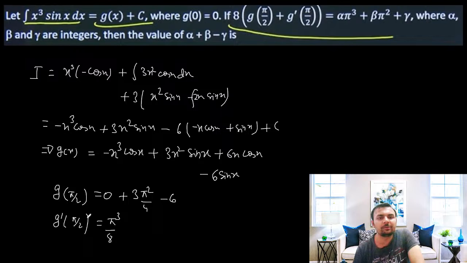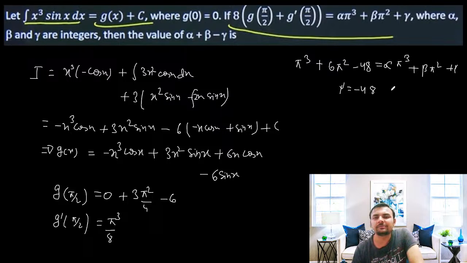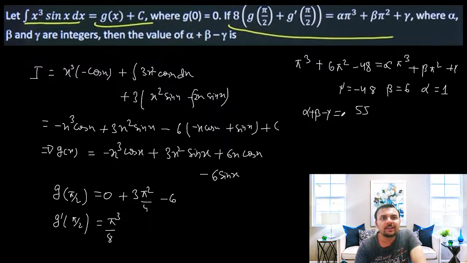So we multiply by 8 and add them. So 8 times is pi cube plus 6 pi square minus 48, which is alpha pi cube plus beta pi square plus gamma. So gamma is minus 48, beta is 6, alpha is 1. Alpha plus beta minus gamma is 55. Okay, got it.